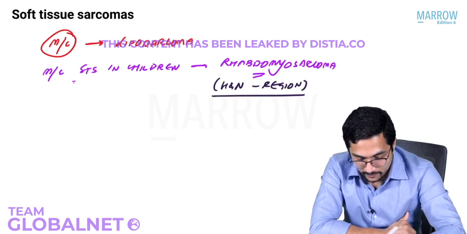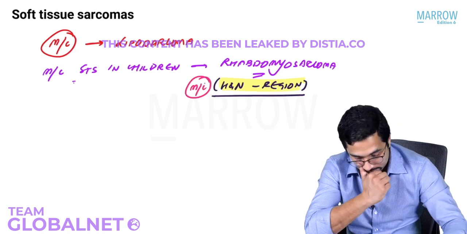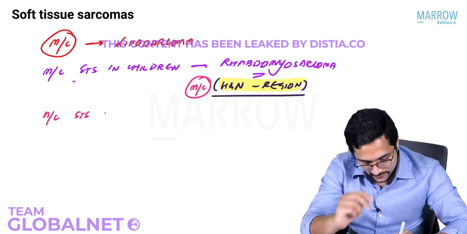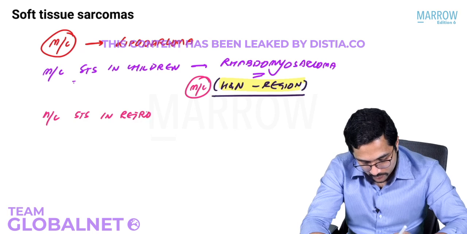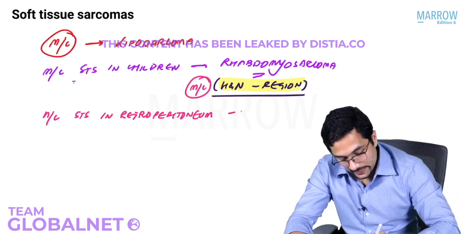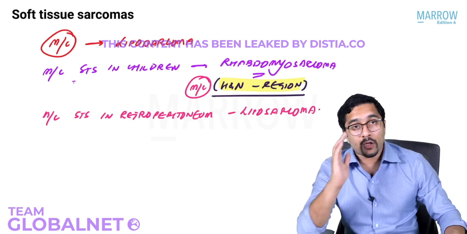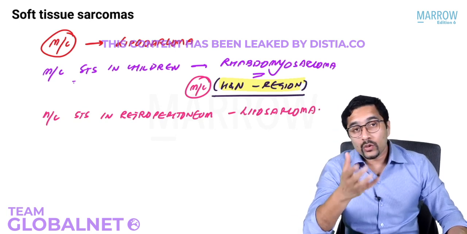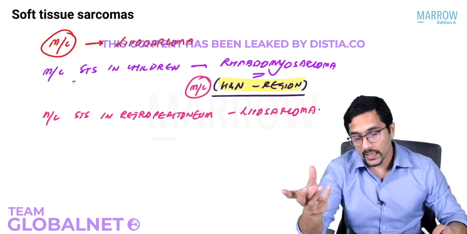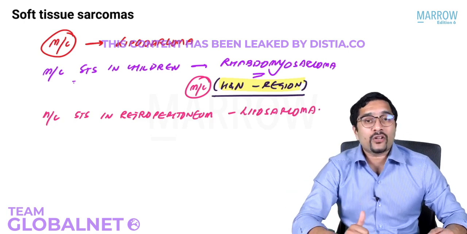So head and neck followed by the genitourinary region is the most common site for rhabdomyosarcomas in children. The most common soft tissue sarcoma in the retroperitoneum is liposarcoma. That is why, if you remember your module on common swellings, I told you that lipomas at certain places are predisposed to sarcomatous change, and those places were interscapular region, thigh and retroperitoneum.